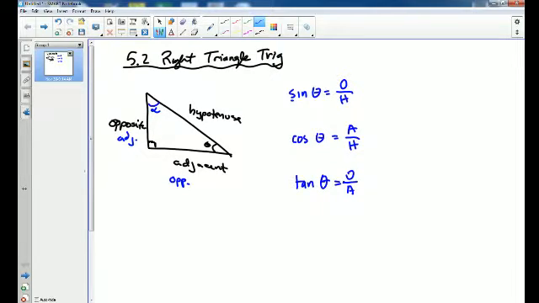So we've covered all possible ratios of those sides. Are you sure? Are you going to throw something else at us that we've never seen before? Key and Peele.